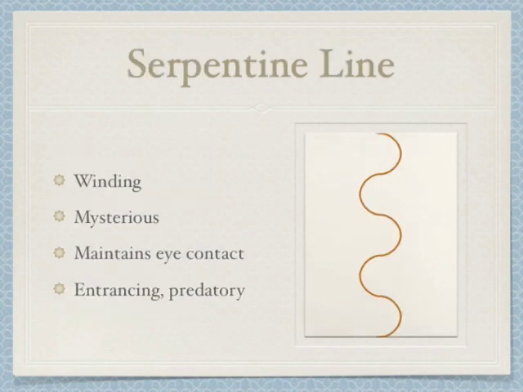Our last shape is the Serpentine Line. Now, this is a really cool one because it has a very winding path and a very mysterious feeling, but at the same time, it allows you to maintain eye contact with the audience. So you're still advancing on them, just like we do with front to back, but you're doing it in this winding, oblique way. And so this creates this entrancing, almost predatory feeling. So that's a great tool for making some drama.